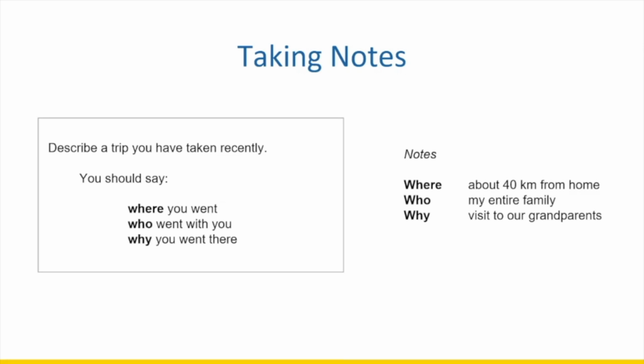So for example, for where, you can write down something like about 40 kilometers from home, and who, my entire family, why, visit to our grandparents. So remember, you shouldn't write complete sentences because while speaking, when you try to read them, you'll get more confused. So you only need to see the keywords that will help you to remember your ideas and continue to speak about your topic. So taking notes should be real fast, and you have to make sure you are covering the most important points like where, who, and why.